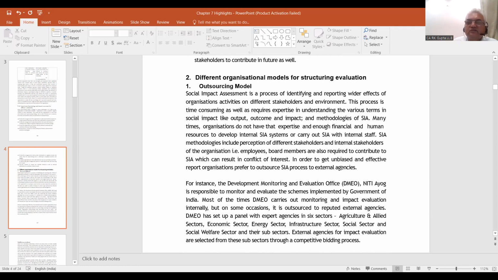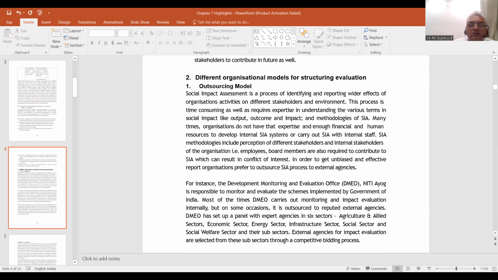Why? Because first of all, they are not equipped. It is a specialized job. Various terms they have to understand, like outcome, output, impact, and methodologies are there. So they are not, and it may be financially unviable also. So for instance, the Development Monitoring and Evaluation Office, Niti Aayog, is responsible to monitor and evaluate the schemes implemented by Government of India. So there is Development Monitoring and Evaluation Office, DMEO, Niti Aayog.